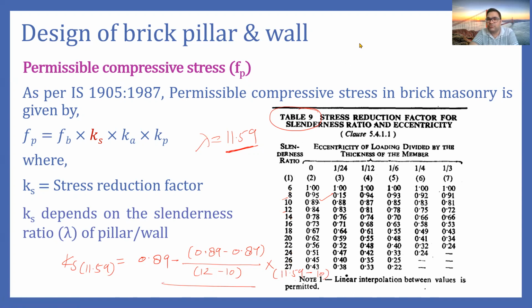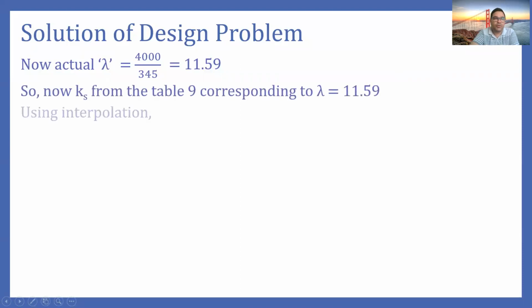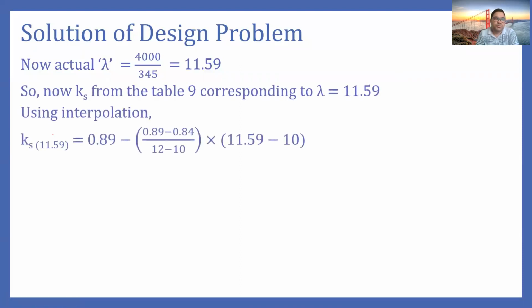Moving to our solution again, the value of Ks using the interpolation we get as 0.85. You can see it is between 0.84 and 0.89, and the Ks value is 0.85. So now we have found the value of Ks.